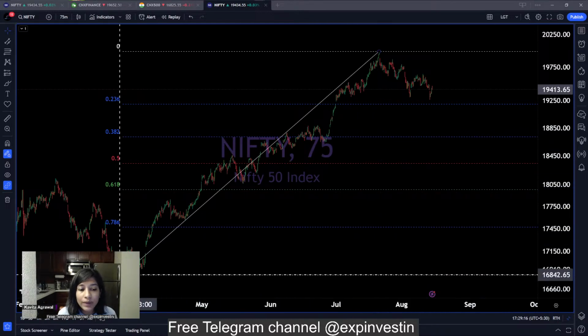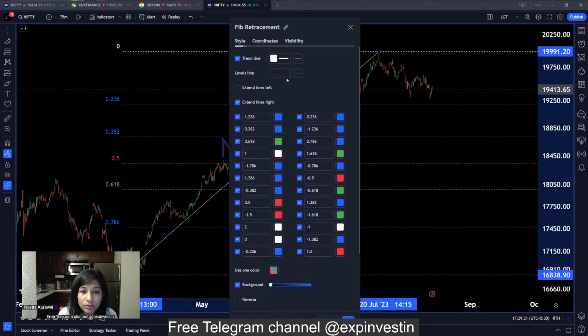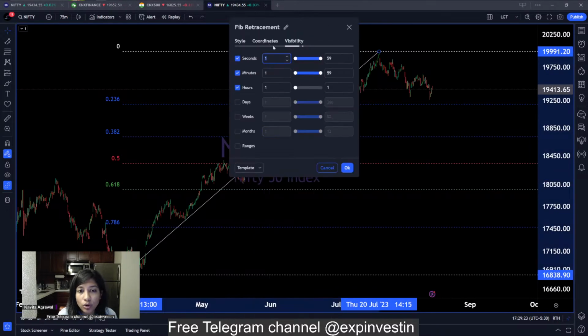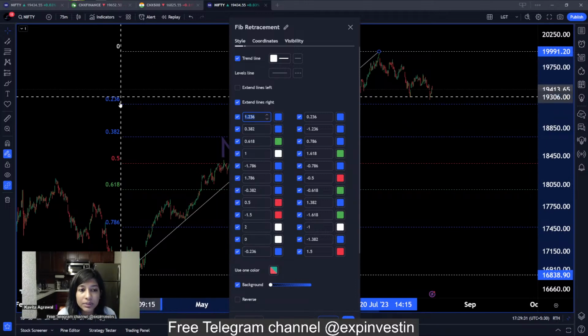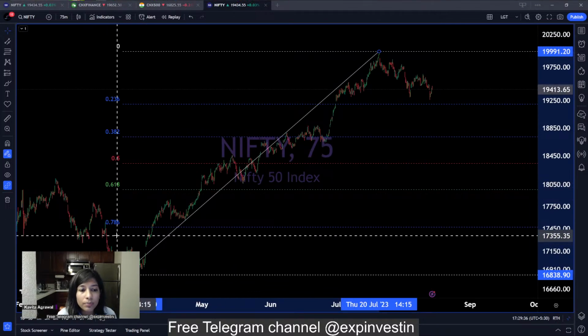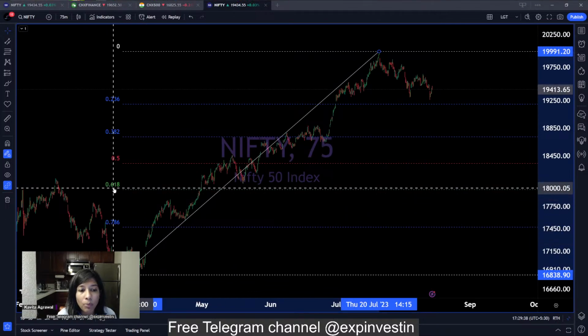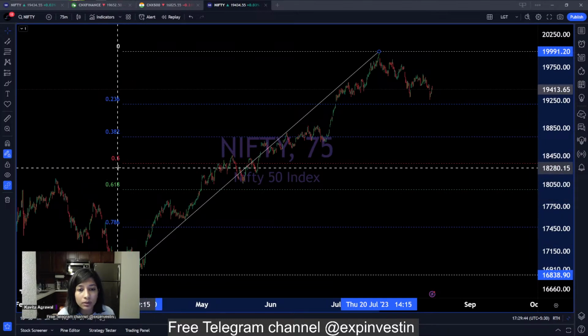Moving on. So we have drawn the Fibonacci retracements. Within the settings of the Fibonacci, you have the option of making it look like either percentages or numbers. I prefer that my retracements look like ratios. I don't prefer them to look like numbers. So basically, 0.618 stands for a 61.8% retracement level. 0.5 stands for a 50% retracement level.